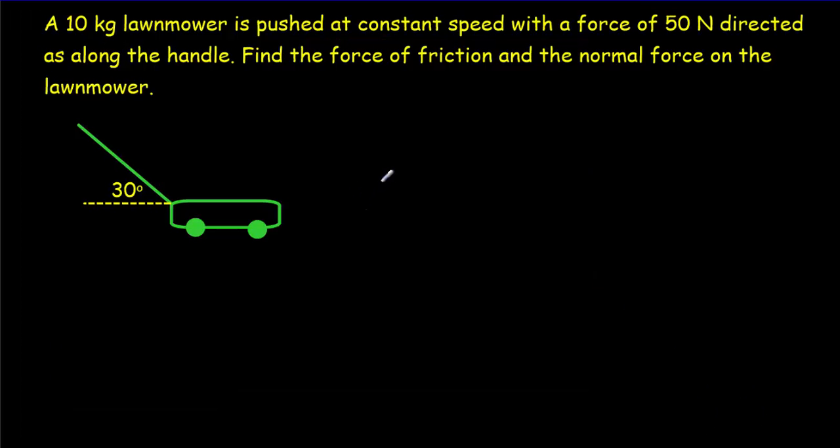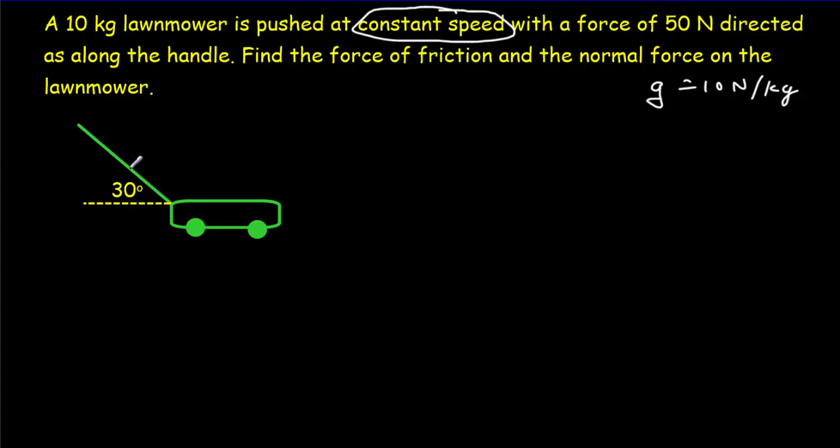Let's try a third example. In this case, a lawnmower is being pushed with a force of 50 newtons. And we want to find out the force of friction and the normal force on the lawnmower, assuming it's moving with constant speed. And just to simplify things a bit, let's take g equal to 10 newtons per kilogram instead of 9.8. So as always, let's start with a free body diagram.